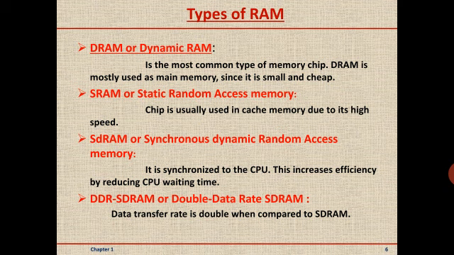Last one is DDR SDRAM. Full form is Double Data Rate Synchronous Dynamic Random Access Memory. It works same way as ordinary SDRAM works. Here, data transfer rate is double when compared to SDRAM.